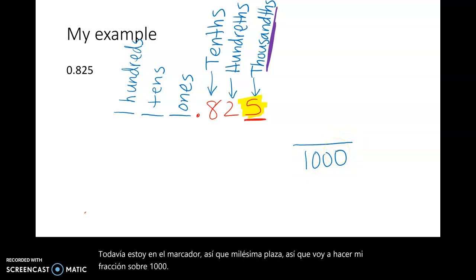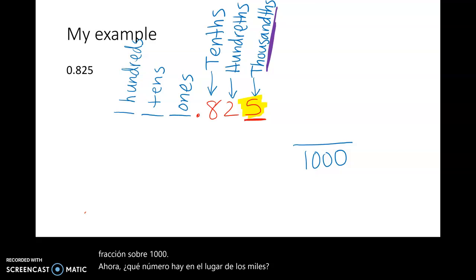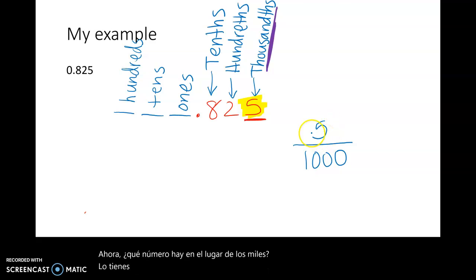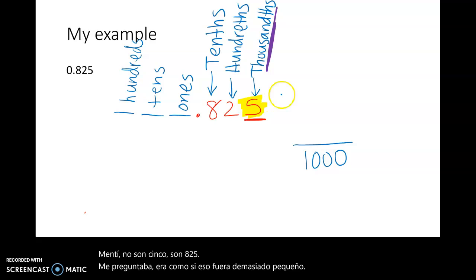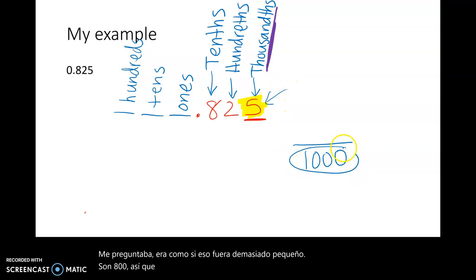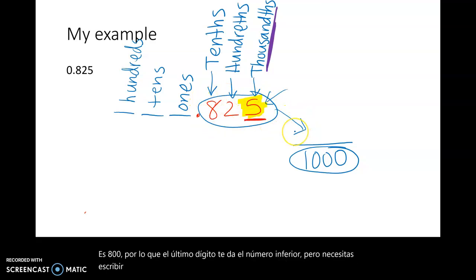Now what number is in the thousandths place? You got it, it's 5. 5 over 1,000. I lied, it is not 5. It's 825. I was like, that's too small. So the last digit gets you the bottom number, but you need to write the entire number on top of the fraction. There we go, I knew it looked weird. So 825 over 1,000. Now our last step is to simplify.